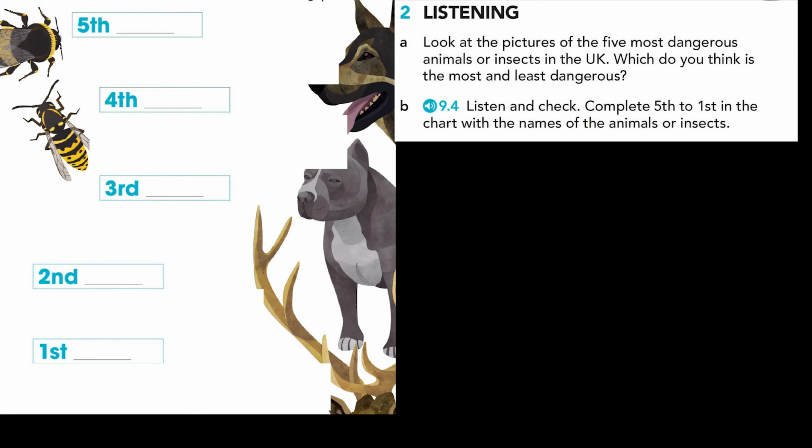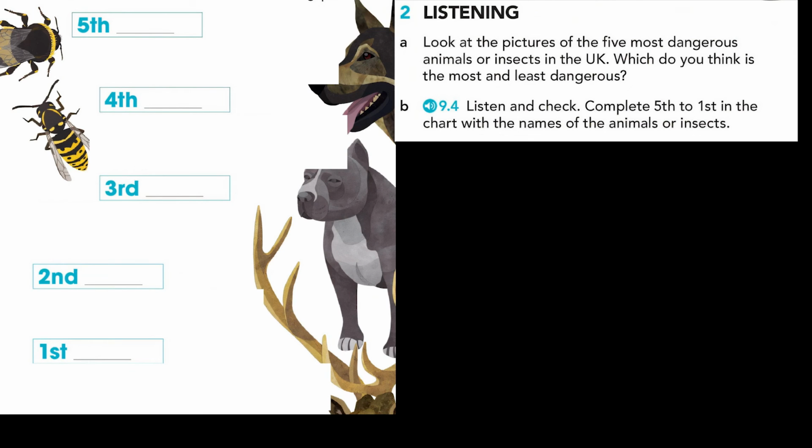At number 5 is a snake, the adder. The adder is the only poisonous snake in the UK. They can be about 1 metre long, and they're quite common in some parts of the UK. They don't normally attack people, except when people step on them by accident. A bite from an adder can be very painful, and occasionally can kill. However, the last death from an adder bite was more than 40 years ago.